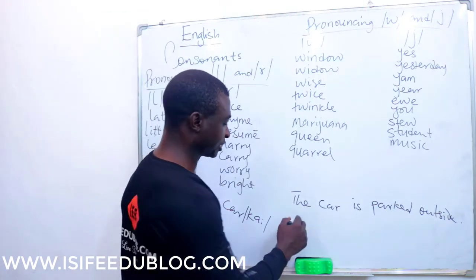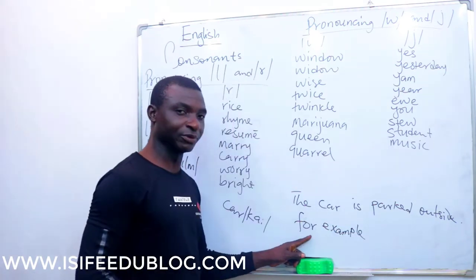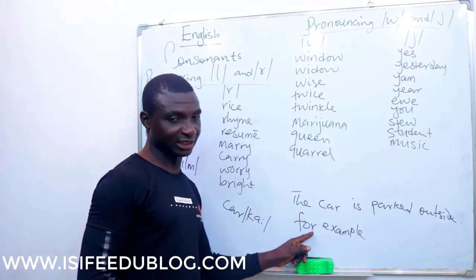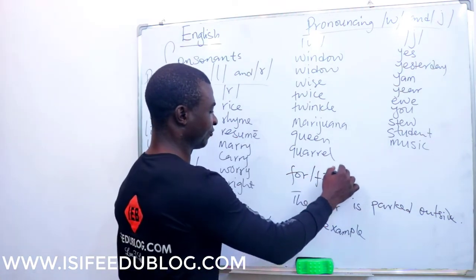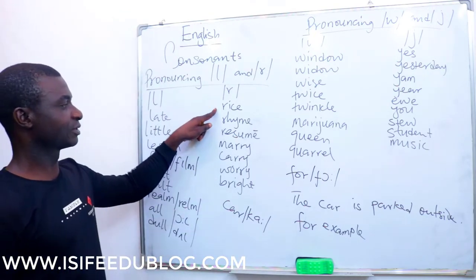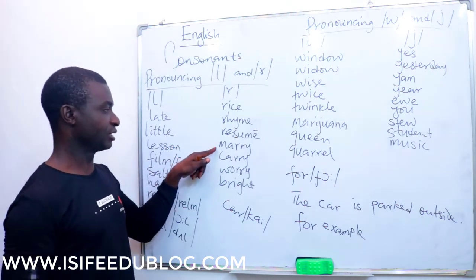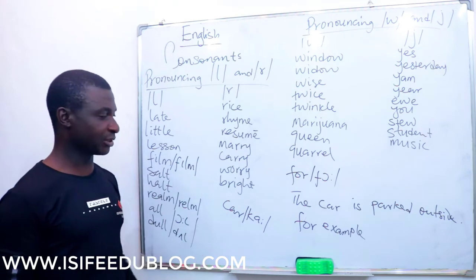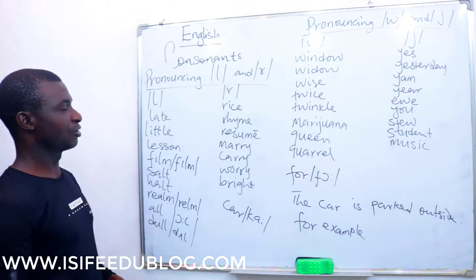Alright? That's why you hear people say, for example, because example begins with a vowel, so R is activated. But ordinarily, this is for. F-O-R is for. The R is not pronounced. So, here we go. Rise, rhyme, resume, marry, carry. So in marriage, in carriage, you have re. Worry, bright are all examples of re.